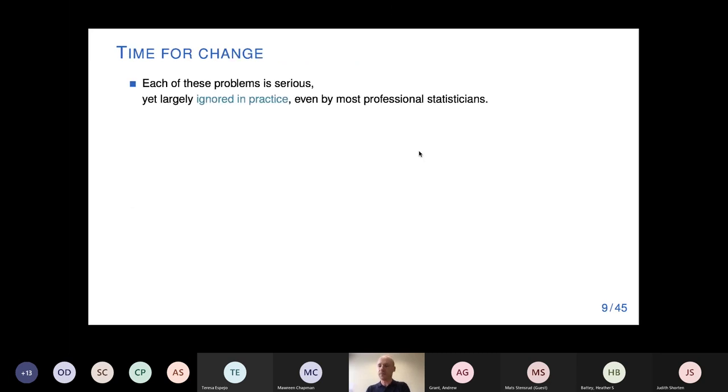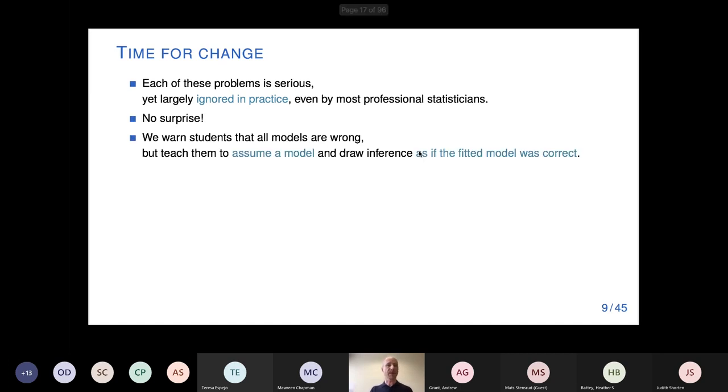Each of these problems that I mentioned, I think, is really serious, but in spite of it, largely ignored in practice, even by most professional statisticians. And we should not be surprised about it, because it's very much present in our teaching. In our teaching, we warn students that all models are wrong, but that at the end of the day, we teach them to assume a single model and to draw inference as if the fitted model was the correct one.